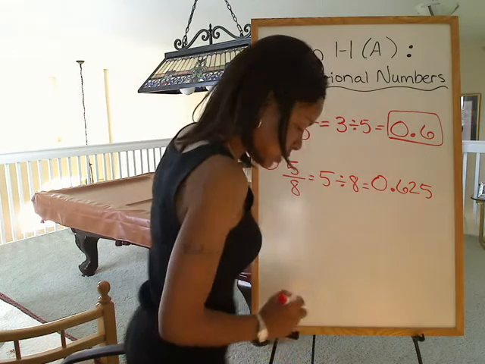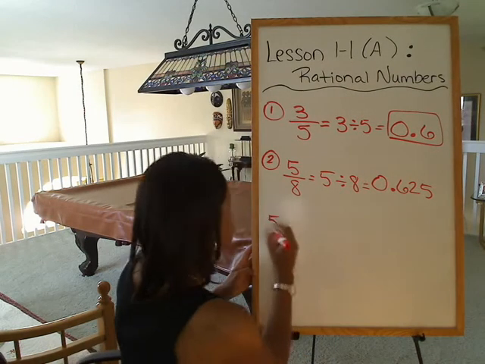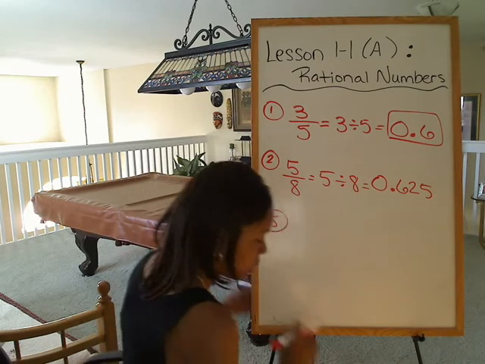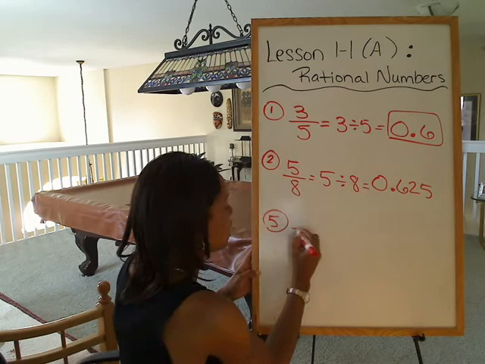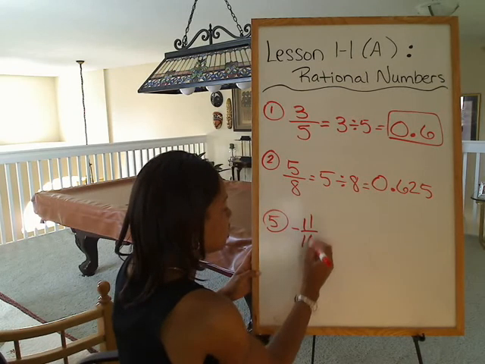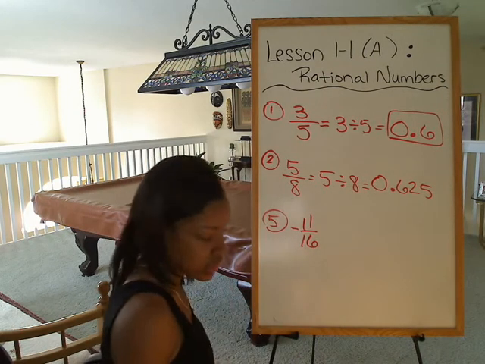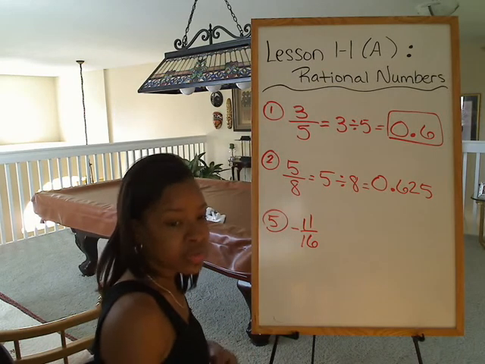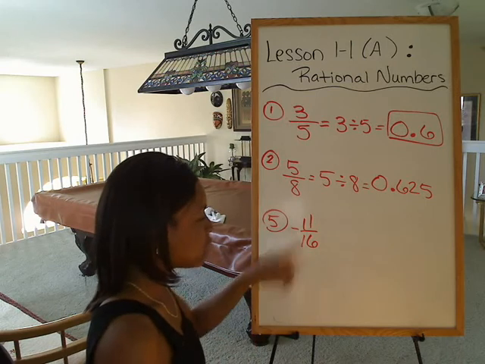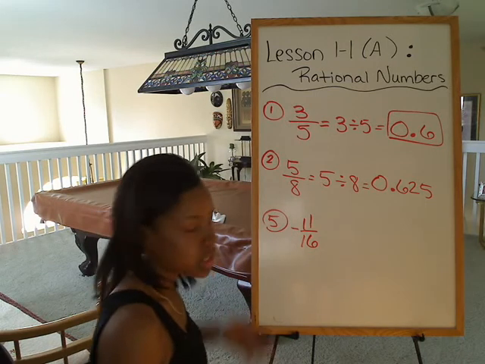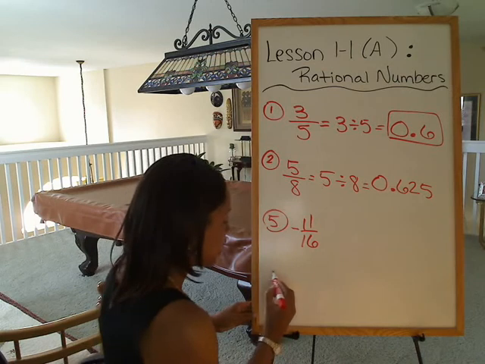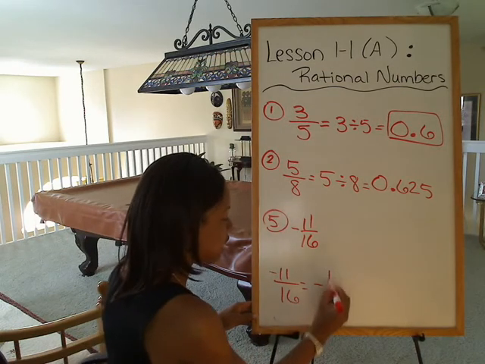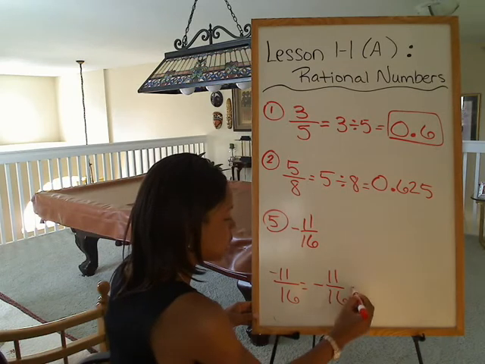Okay, the next question I'm going to do is number 5. Skipping down to number 5. I'm leaving some of these for you to do on your own. And number 5 says negative 11/16. Now, one thing I want to say, when you have a negative with a fraction, you have something very unique, because negatives really do not have to be assigned to any particular place. In other words, if you put the negative with the numerator, it's the same thing as putting the negative out in front, and it's the same thing.